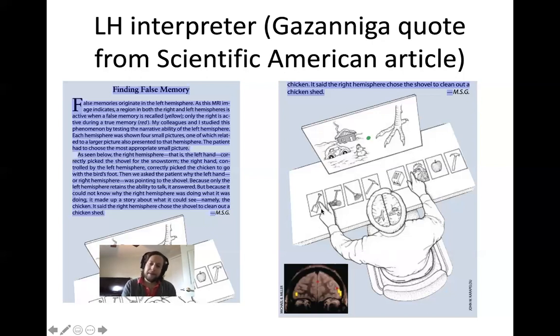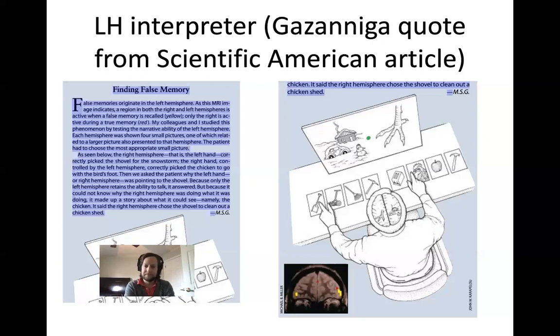And then the left hand right here picks shovel. But keep in mind that the left hand is controlled by the right hemisphere, and the right hemisphere is the one that does not have very good speech production ability. The right hemisphere is not the dominant hemisphere for speaking. It is not the dominant hemisphere for explaining why something happened. But picking shovel with the left hand, that is the right hemisphere, and that is the correct answer. Can someone explain to me why picking shovel is the correct answer?